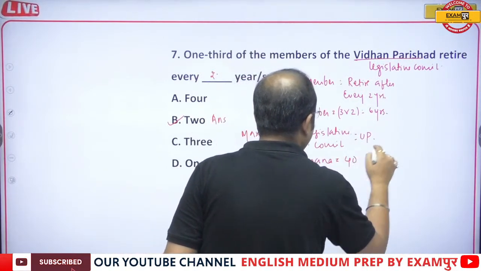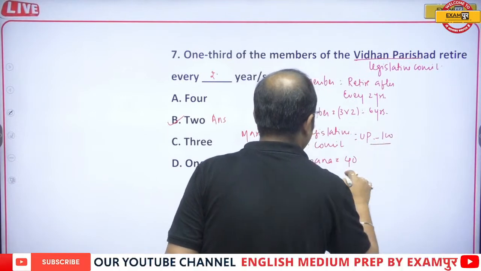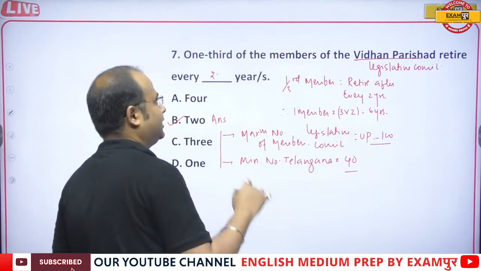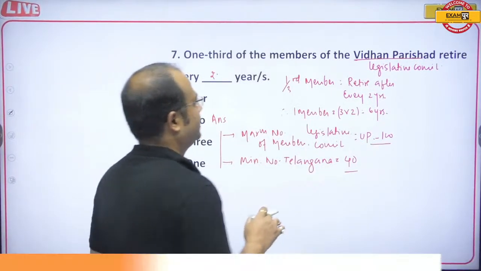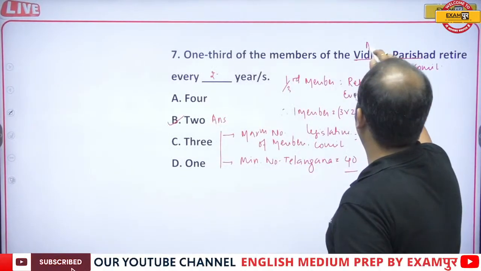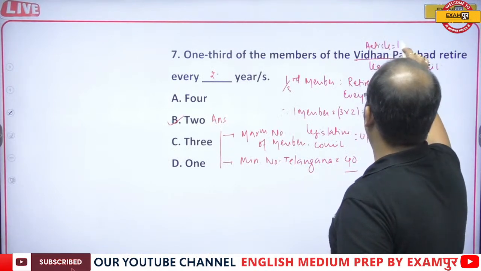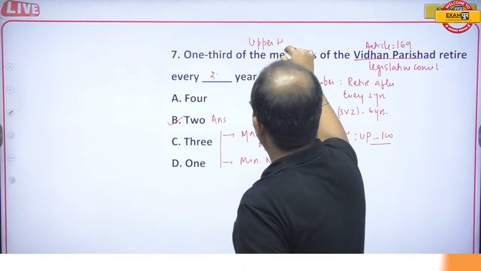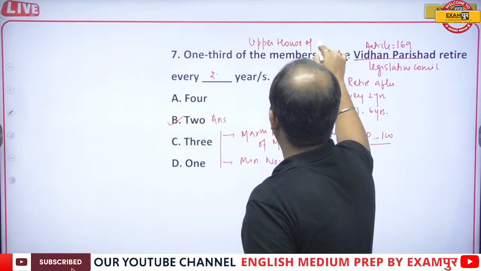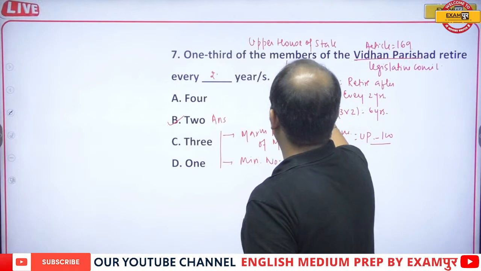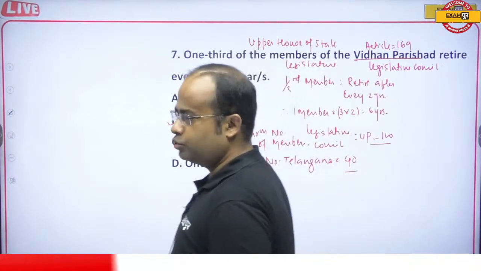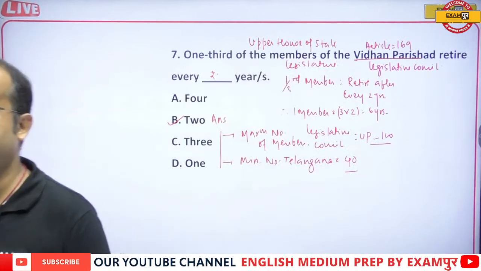Telangana has 40 and UP has 100. So that is the maximum and minimum number of members in the Legislative Council, and it is defined in Article 169, that is the upper house of the state legislature.